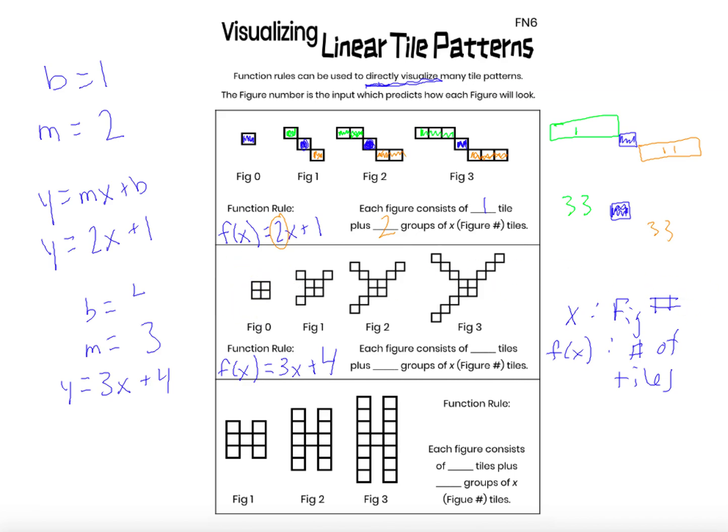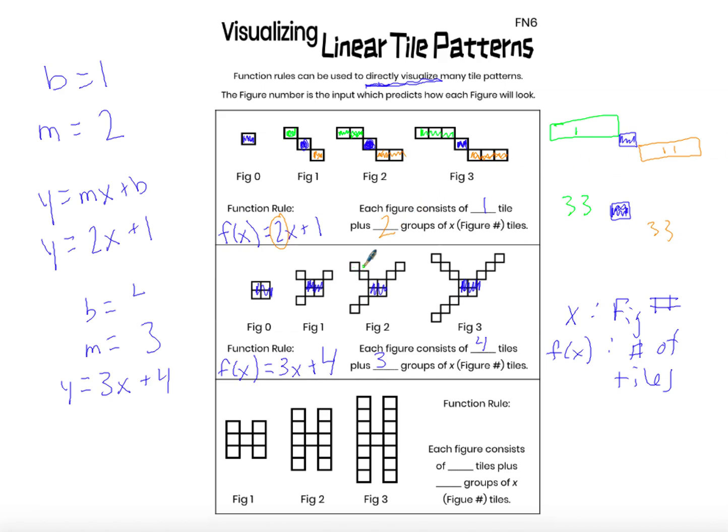Because this is not how I want to visualize this tile pattern. I want to look for 3 groups of x. I'm looking for 3 groups of x tiles, meaning 3 groups of 1, 3 groups of 2, 3 groups of 3, plus 4 tiles. Maybe you can see that directly. Maybe you want to start with seeing, oh, there's always 4 right here. Those 4 are always, no matter the figure number, there are 4 tiles in the middle. And then I'm looking for 3 groups of x.